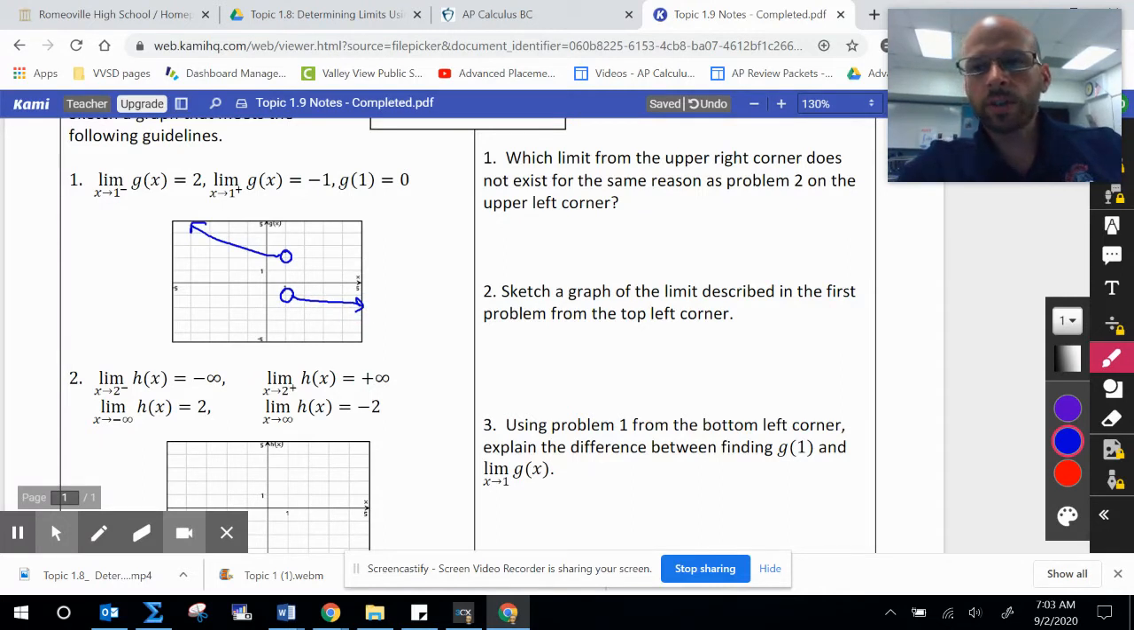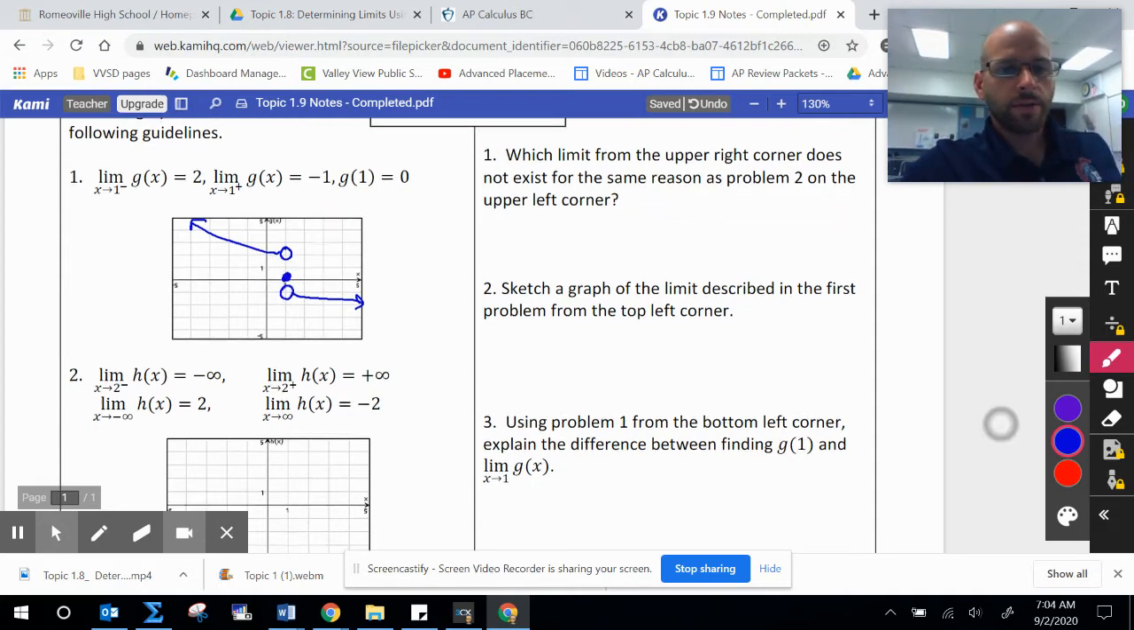Again, you could draw your arrows however you like. The important thing is that it's going to those y values, 2 and -1. And then g of 1 is going to be 0. So that's going to put a closed circle at 0. And that would be my graph.